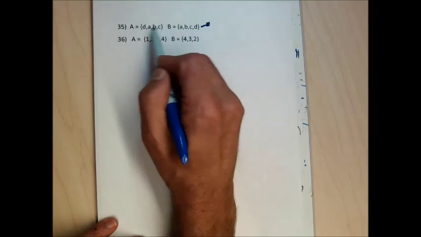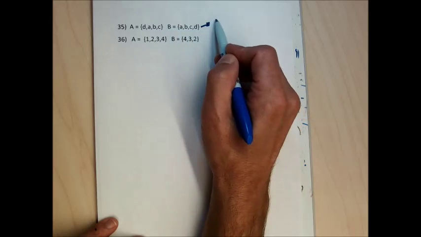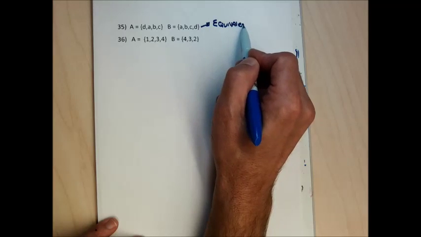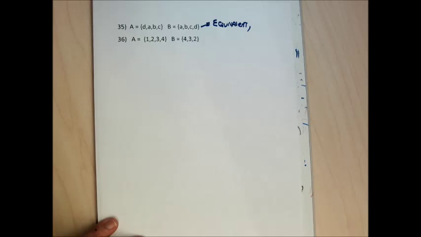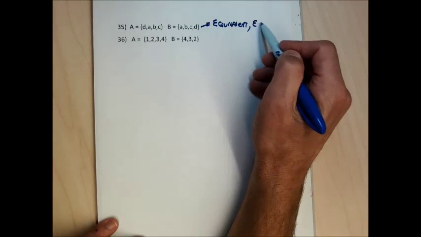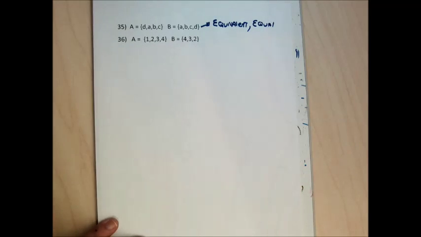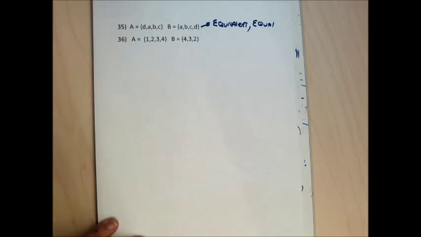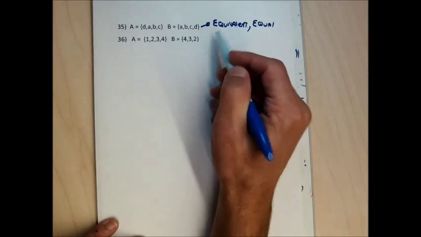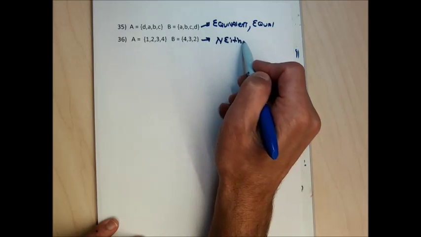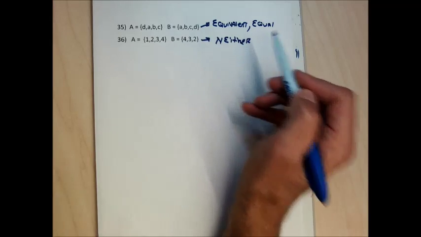So your 35 is a little bit different than my 36, because your 35, when you go to answer this, this set has 4 elements, that set has 4 elements. Part of your answer is they're going to be equivalent because they both have 4 elements. Now, they both have only A, B, C, and D. They have exactly the same elements. It makes them equal. For my sets, they're not equivalent because A has 4 elements and B has 3 elements. Makes them not equivalent. And they're not equal because A has a 1 and B doesn't have a 1. The answer to my 36 is going to be neither.